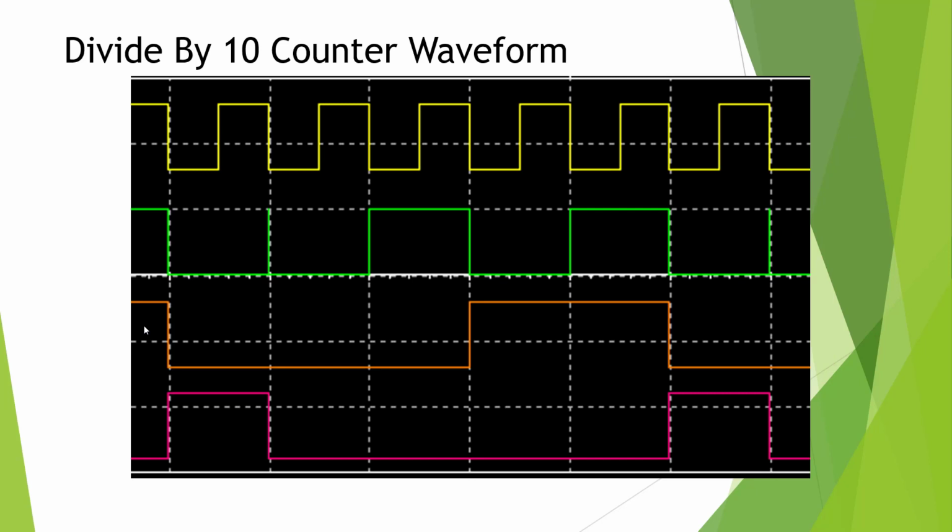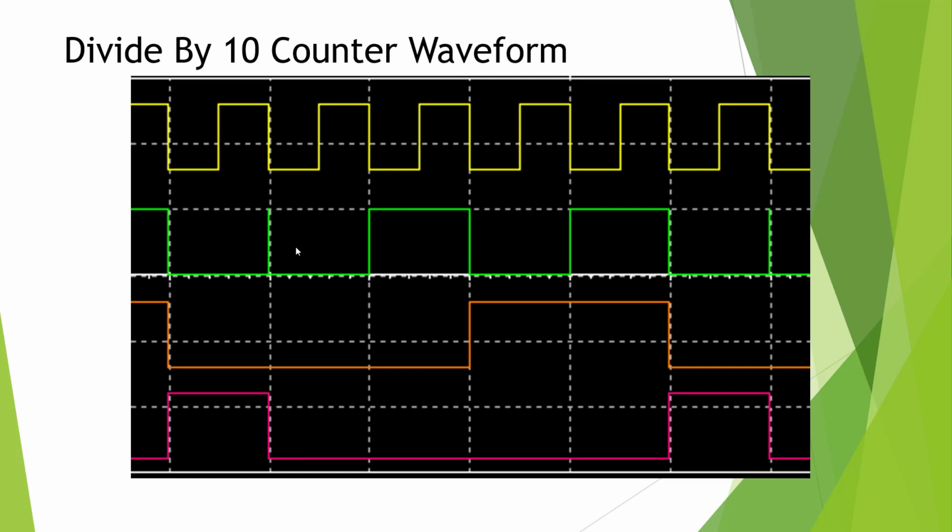Here's our divide by 10 waveform. Okay, you can see our glitch right here and here, which is our reset glitch, which we're going to use here as a start glitch. We're going to count this first waveform because it is now Q0, and so we're going to use that one.